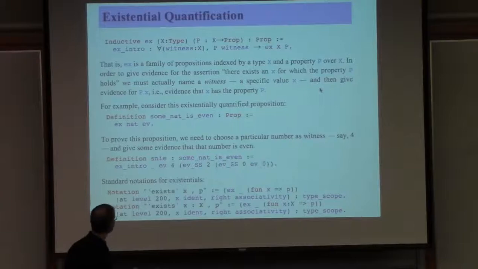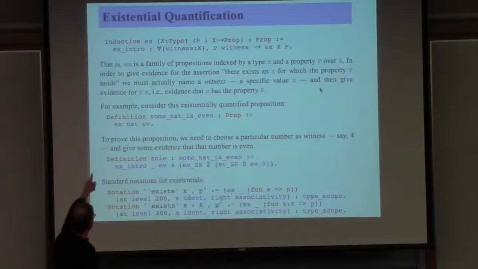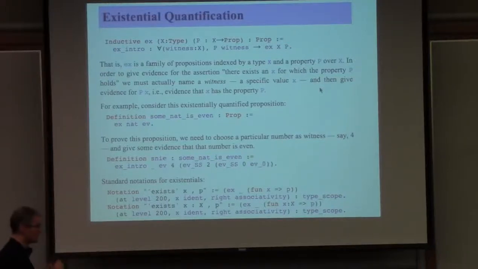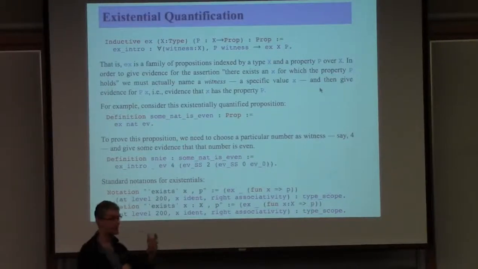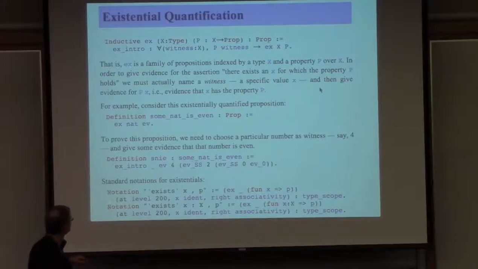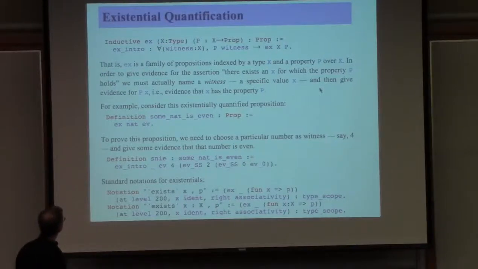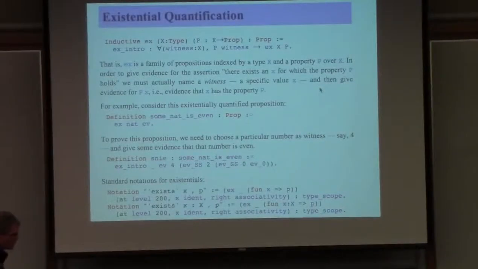So here's the actual definition from the library. It says, so existential quantification, the existential quantifier, is a family of propositions parameterized by two things, by a type and by a proposition parameterized over that type. Okay, so let's pass on to the constructor.